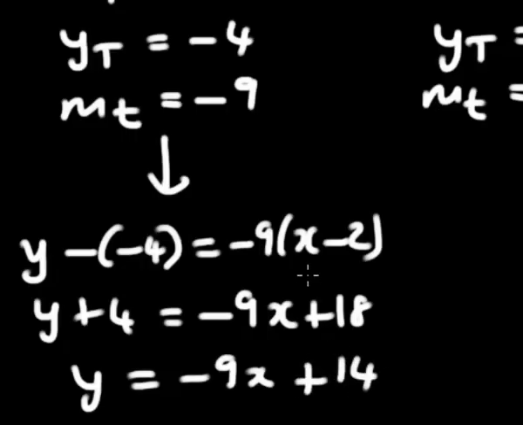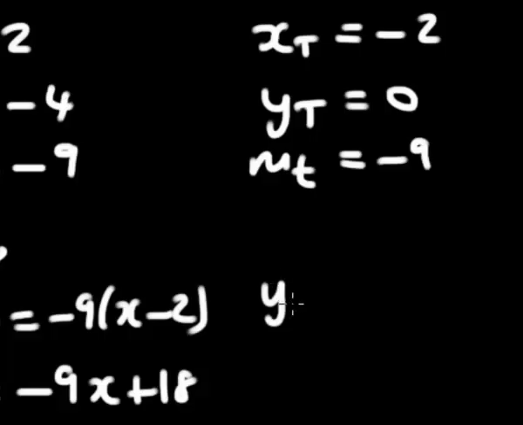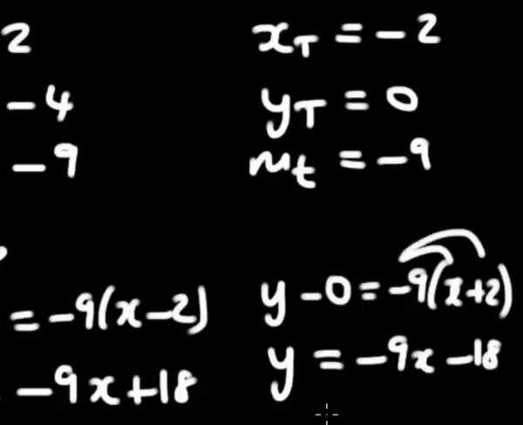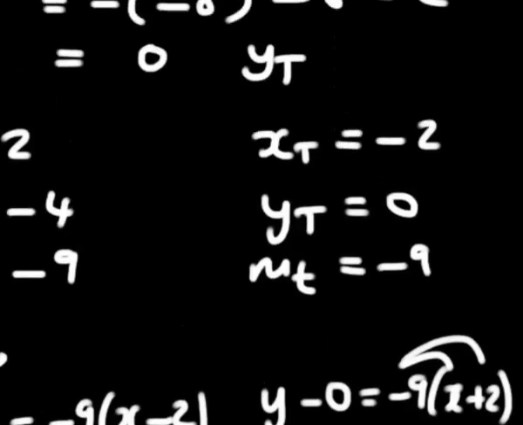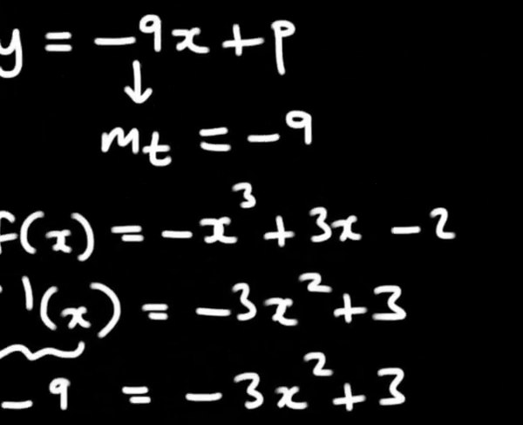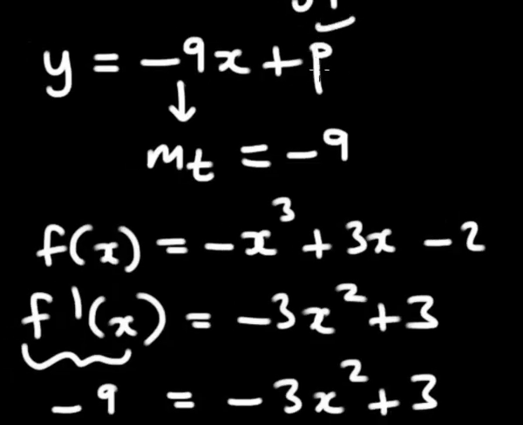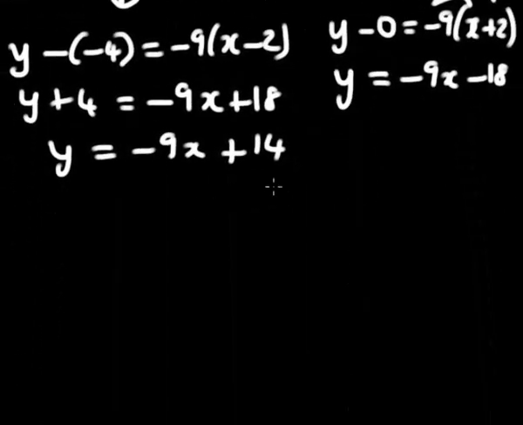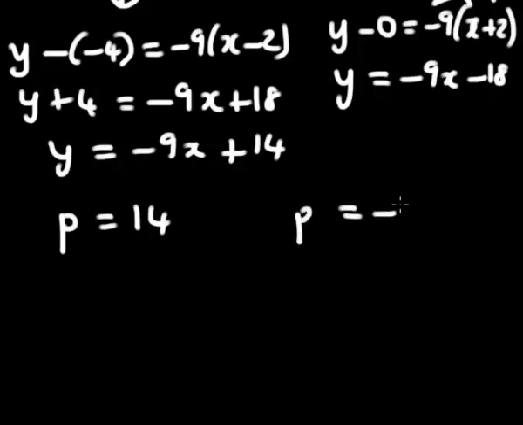Okay, there we go. Now, the other one we've got is y minus the y value is m times x minus the other x value, which of course is x minus negative 2, which is x plus 2. So y would be negative 9x minus 18 if you multiply in. Now, if you go back to the original line, p is actually the y-intercept of the tangent line. So what you've actually got is two values of p. One is p is 14, and the other is p is equal to negative 18.